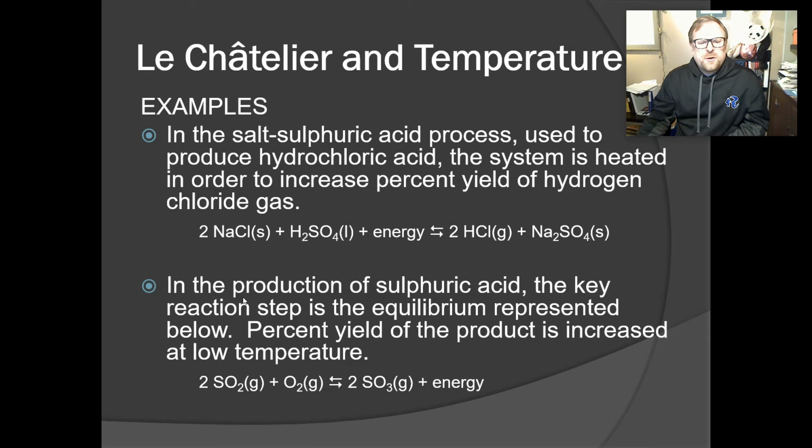In the production of sulfuric acid, the key reaction step is the equilibrium represented below. Percent yield of the product is increased at a low temperature. So in this case, they're dropping the temperature of this reaction system. And by dropping the temperature, the whole reaction system is going to shift in the direction that tries to increase that temperature again. Well, that is shifting it to the right, or favoring the products more, because that means it's going to produce energy as a product. It will be an exothermic reaction that will try to increase that temperature.